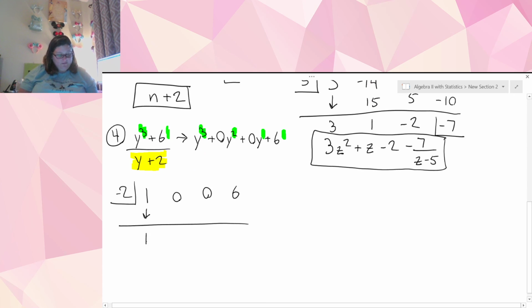So we bring down our first number, which is 1. So we do negative 2 times 1 is negative 2. 0 plus negative 2 is negative 2. Negative 2 times negative 2 is positive 4. Then 0 plus 4 is 4. Negative 2 times 4 is negative 8. And 6 plus negative 8 is negative 2. So that's my remainder.